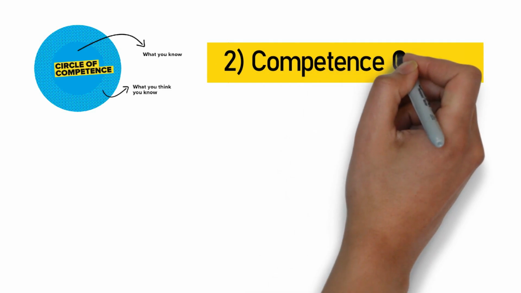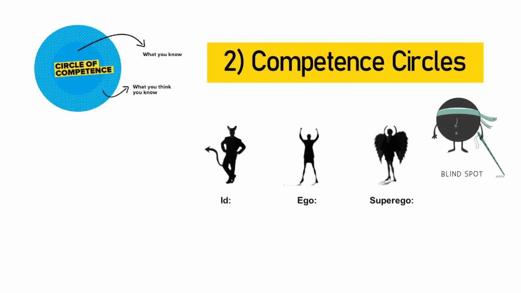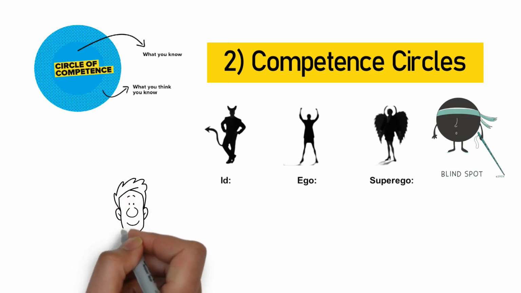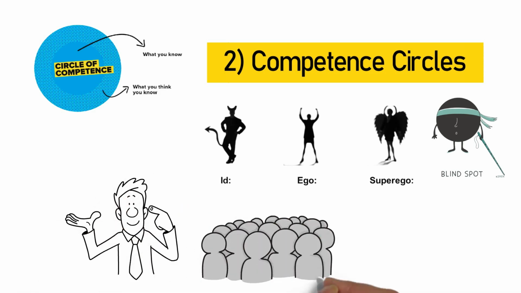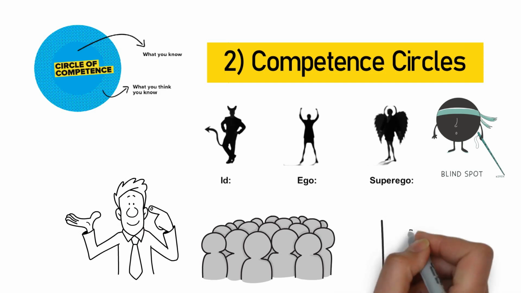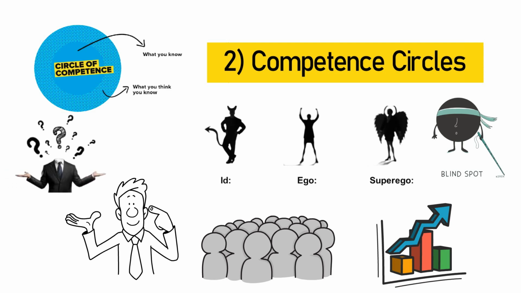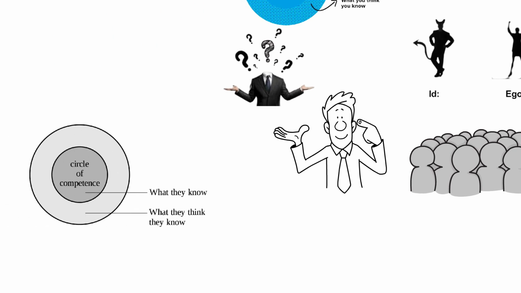Number 2. Competence circles. We have blind spots when our actions are driven by ego rather than competence. If you know what you're talking about, you'll be more able to see where you have an advantage over others. You'll know where you're vulnerable and where you can improve if you're honest about where your knowledge is lacking. Understanding your circle of competence helps you make better decisions and achieve better results.